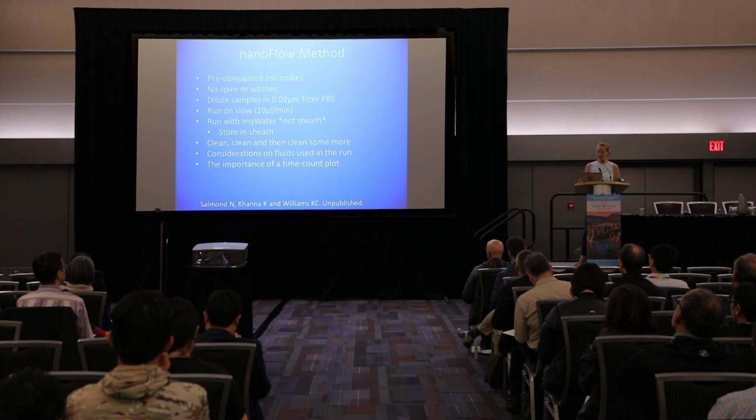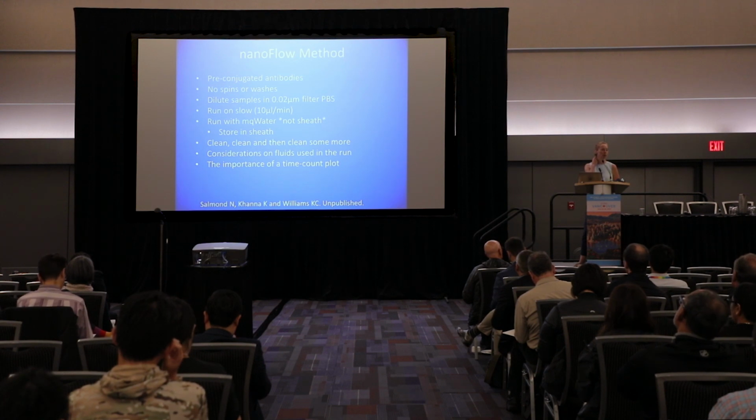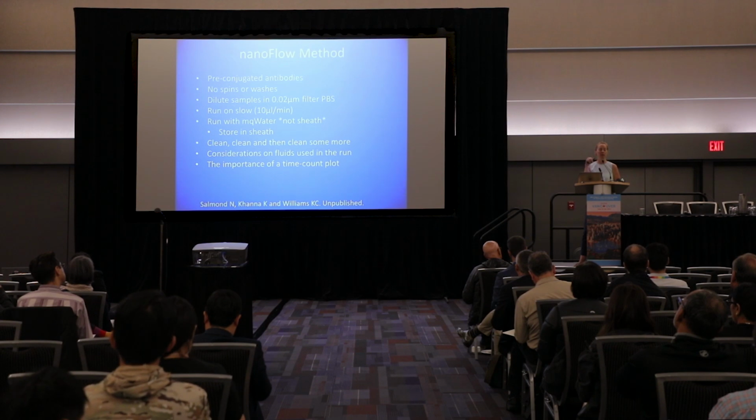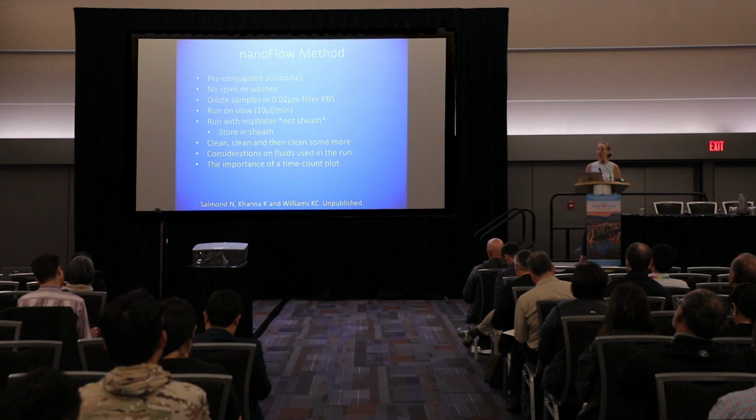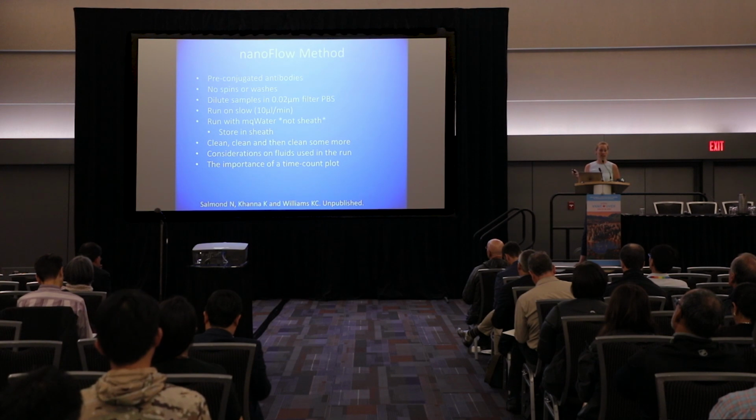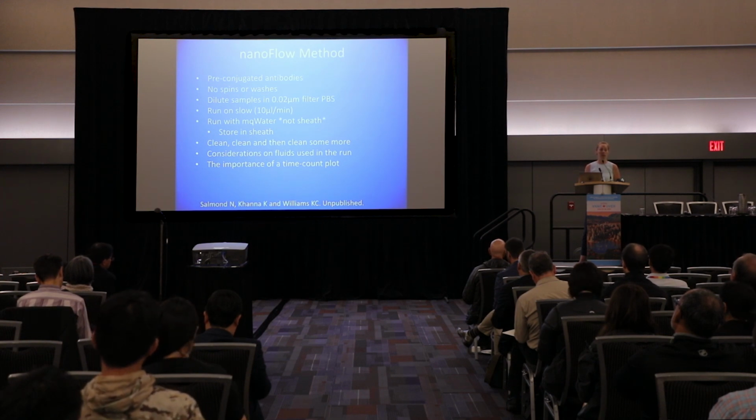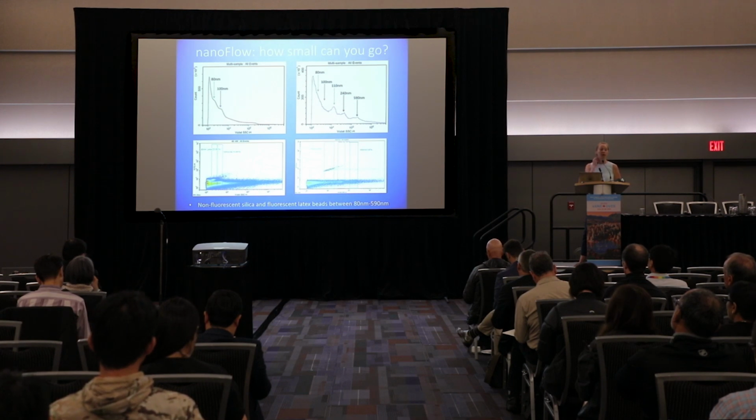And something else to note that we always have is a time count plot. This is really important when you're running small particles, because you really want to see if anything's getting stuck or if there's any type of clog, and a time count plot is going to show you this. So those are just a few of the things that we always make sure we have set up so that when we run, our analysis looks really nice and we're really confident in what we're seeing in our populations of interest.